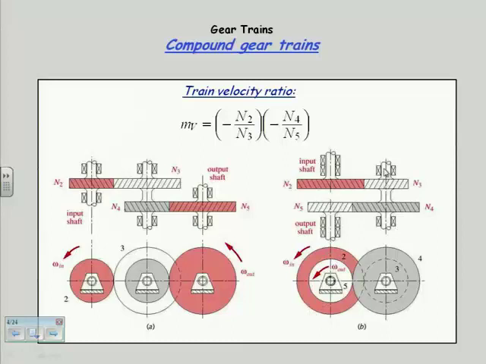This is referred to as a reverted compound gear train, the reversion being the fact that I brought the output shaft back to the same line of centers as the input shaft. That introduces another constraint in terms of the numbers of teeth or the sizes of the gears that I can use in order to make that be true, so their center distances are the same.